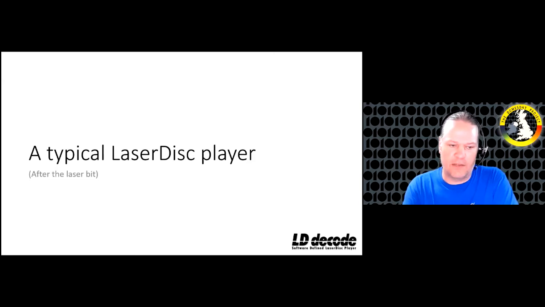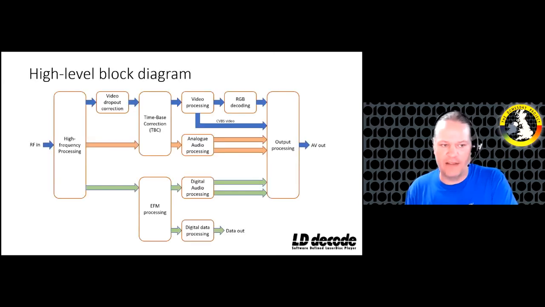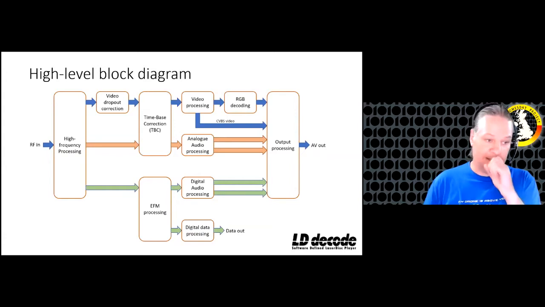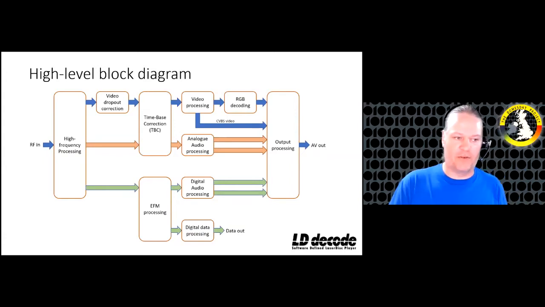So this is a typical Laserdisc player after the laser bit. There's actually quite a lot going on. There's the HF processing, or the RF processing, in the front end. There's a thing called Dropout Correction. There's a thing called TBC. And this is video processing, which can turn into RGB, which then goes to the video out. There's the analog audio processing. There's EFM processing, and that can be digital audio and digital data. And I'll go into a little bit of detail about what these different things are doing.